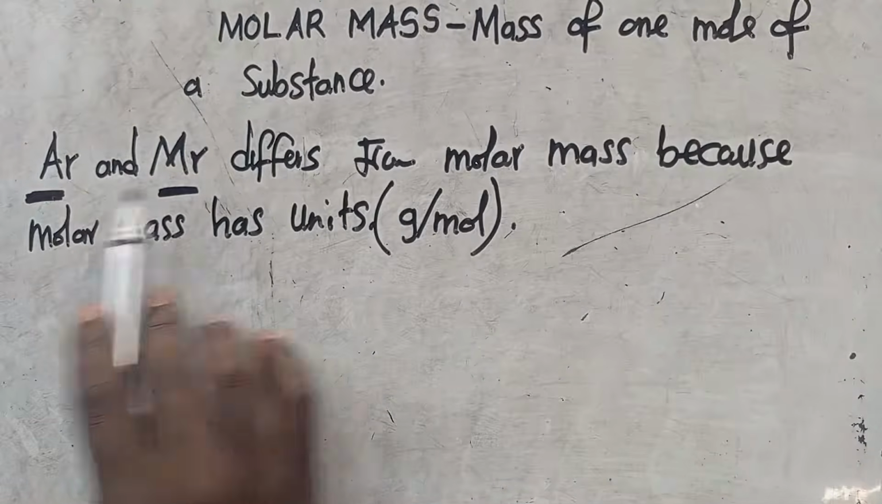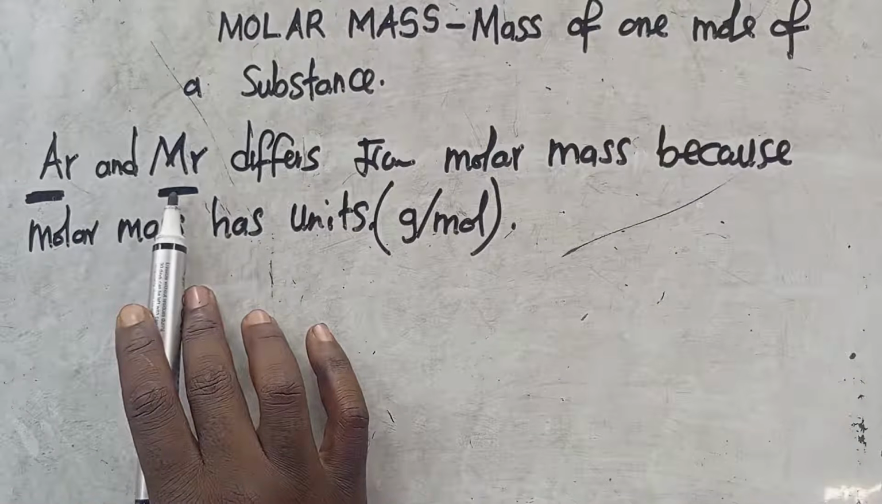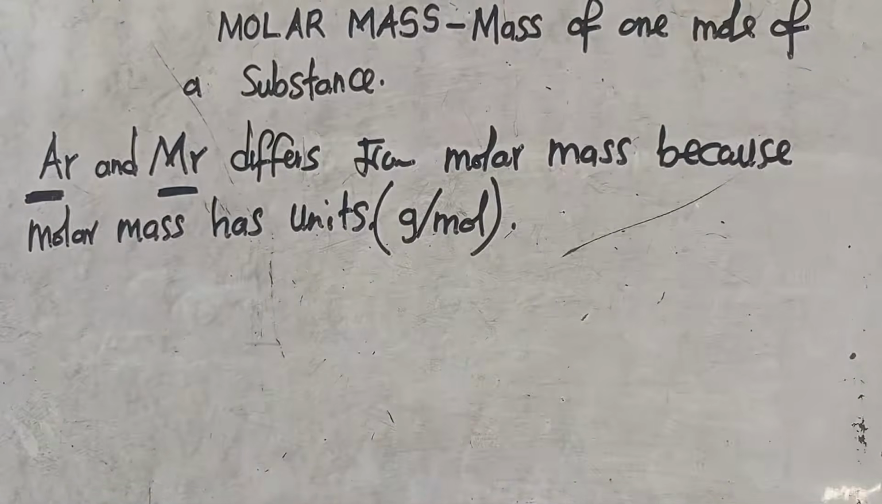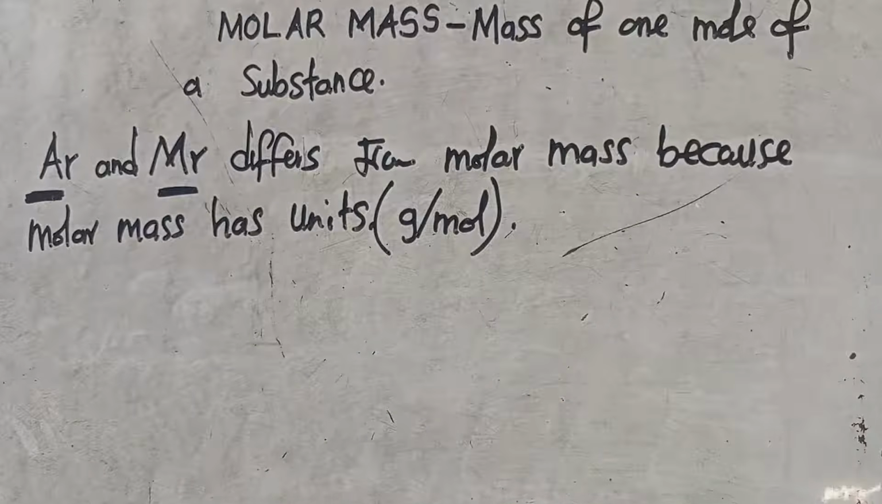So relative atomic mass and relative molecular mass differ from molar mass because molar mass has units. What are the units? The units are grams per mole. But we get to do the same thing.